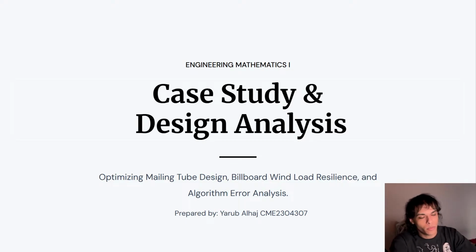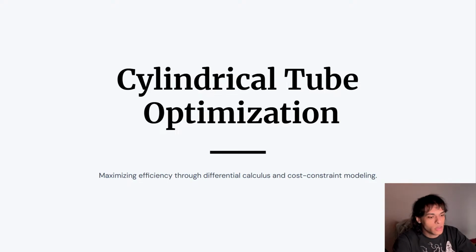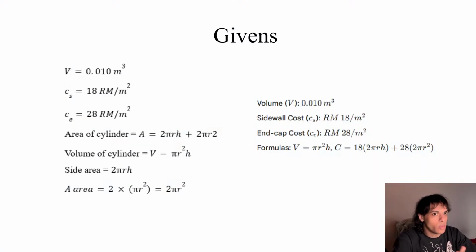This is a presentation regarding the assignment for engineering mathematics. I'm going to be presenting three main problems that were presented in this assignment. The first one is about a cylindrical tube. We are tasked to design a cylindrical tube for mailing A4 papers, and we are given some dimensions. We're given the volume, and we're given how much each side is going to cost.